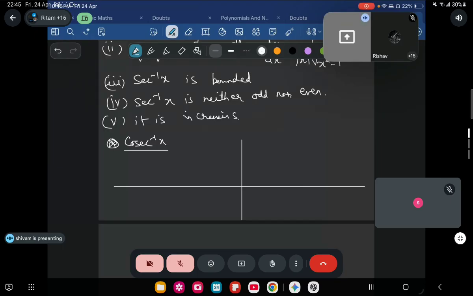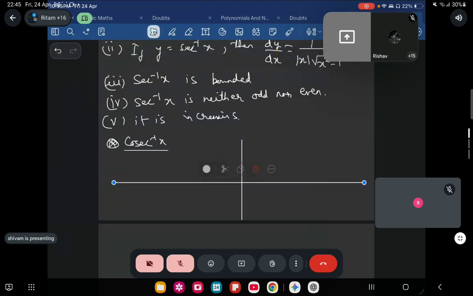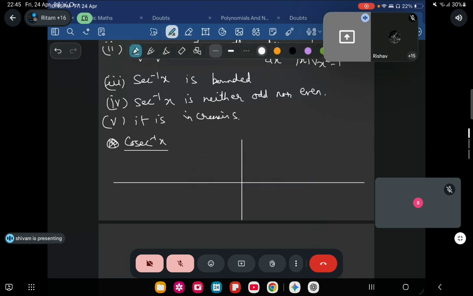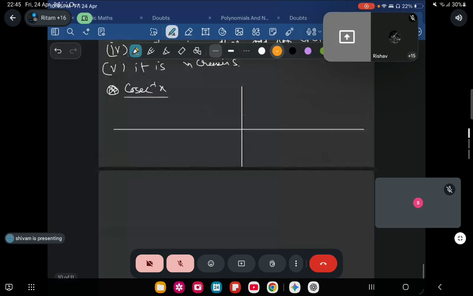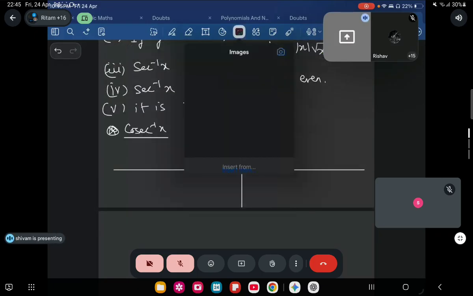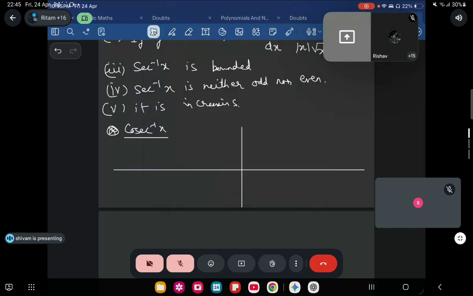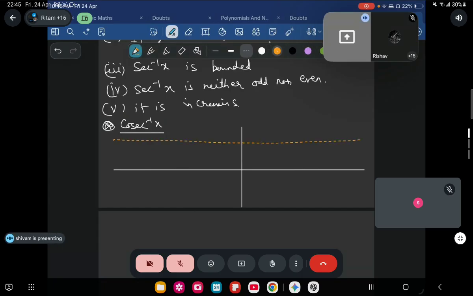Okay. Over here, the asymptotes will be y equal to pi by 2 and minus pi by 2. Let's see. Okay, this is y equal to pi by 2 and this is y equal to minus pi by 2.